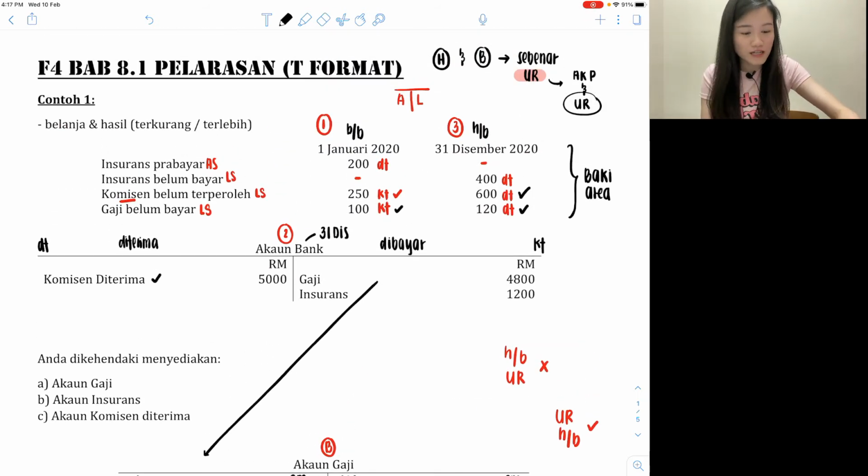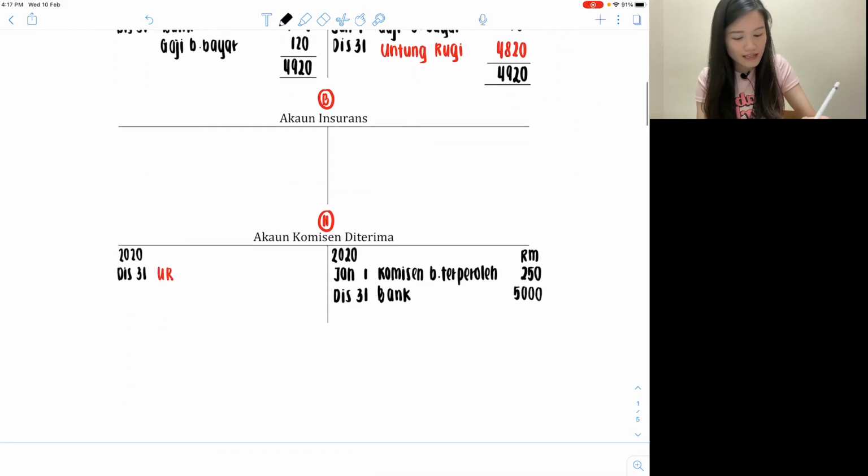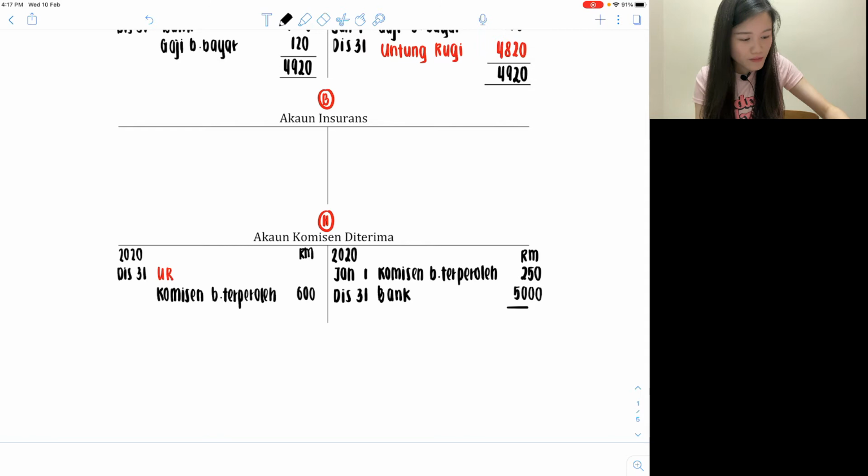600 supposed to be on the debit side. So we're going to go to the debit side, which is underneath of UR. You put in commission belum terperoleh 600 ringgit. So put in the 600 ringgit already. How to find your UR? Jumlahkan your credit side first. So credit side jumlah is 5250.